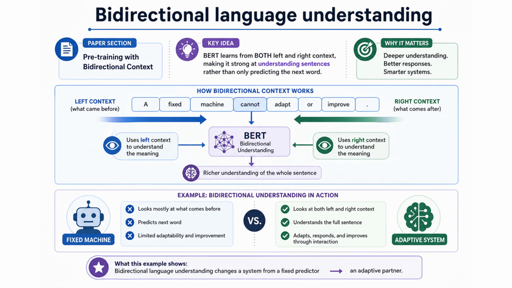Bidirectional language understanding. BERT learned from both left and right context, which made it strong at understanding sentences rather than only predicting the next word. For example, bidirectional language understanding matters when we compare a fixed machine to one that can adapt, respond, and improve through interaction. What this example shows is how bidirectional language understanding changes the meaning of the paper's central argument. This matters because it helps explain why this paper became one of the foundation stones of AI history. Once that is clear, the next step is masked language modeling, because that extends the paper's argument in a more concrete direction.